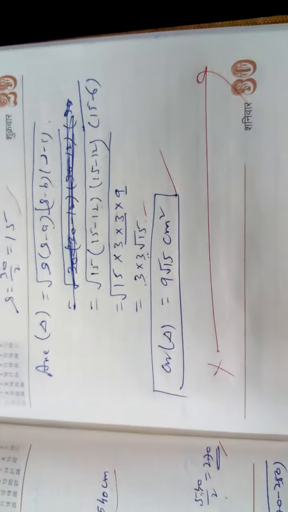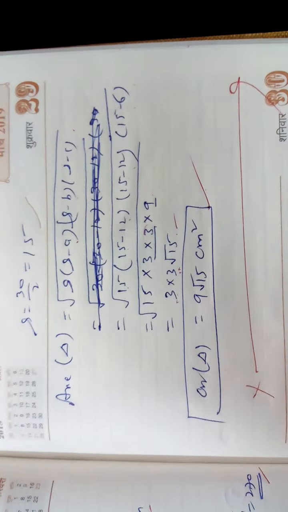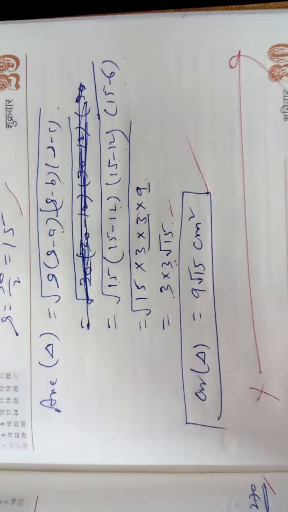So like this, your exercise 1 of Heron's formula is over. You only see and then solve without seeing it.